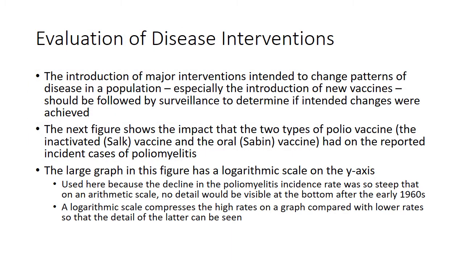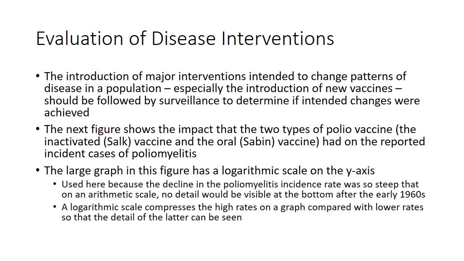You can also use surveillance to look at the effects of interventions designed to change patterns of disease. Especially with vaccines, when you introduce a new vaccine, you want to make sure it's actually taking care of the problem you're trying to solve. In the next figure, we're going to look at two types of polio vaccine, the inactivated and the oral vaccine, against the reported or incident cases of poliomyelitis. You'll see this is on a logarithmic scale on the y-axis, mainly because the decline in the incidence of polio was so steep that you weren't really able to get a good scale of things on the arithmetic scale.